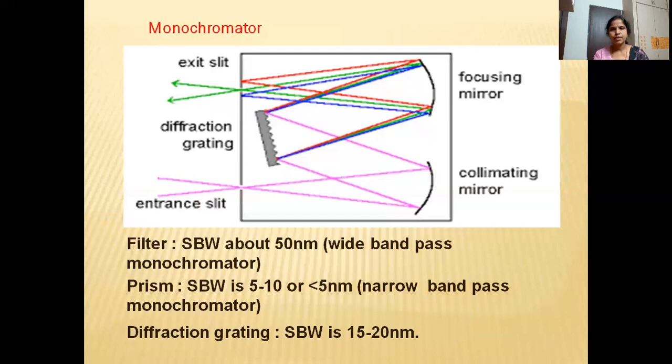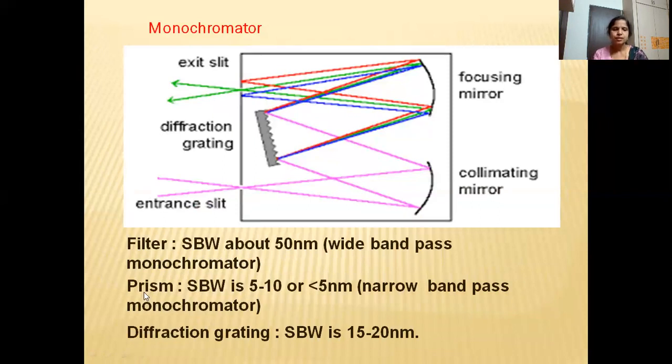In this monochromator, as we are using filters and prisms, what is the basic difference between them? SBW stands for spectral bandwidth. If you use a filter, the spectral bandwidth is about 50 nanometers, and that we call a wide band pass monochromator.